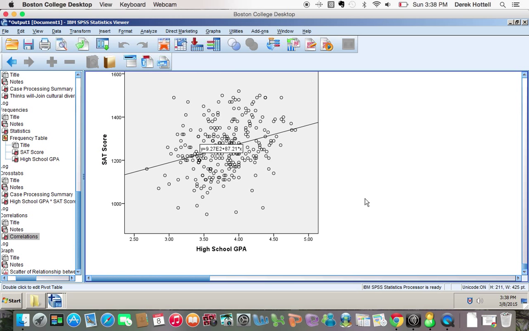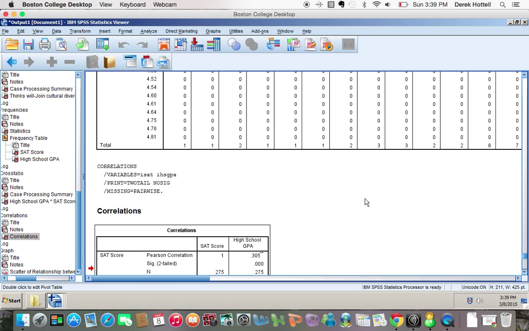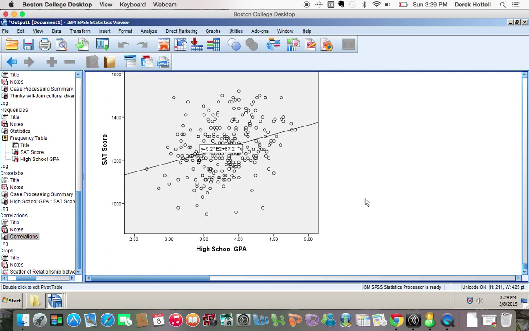So that is a quick overview, relatively speaking, of how to perform correlations and chi-square analysis in SPSS, and we will obviously work on this in class as well.